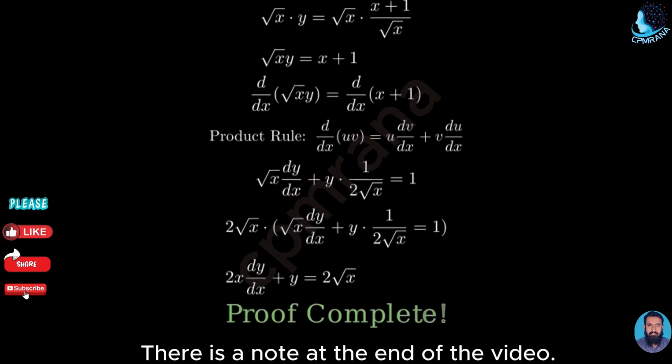And there we have it. We've proven that for our original function, y equals square root of x plus 1 over square root of x, the equation 2x dy/dx plus y equals 2 square root of x is true.